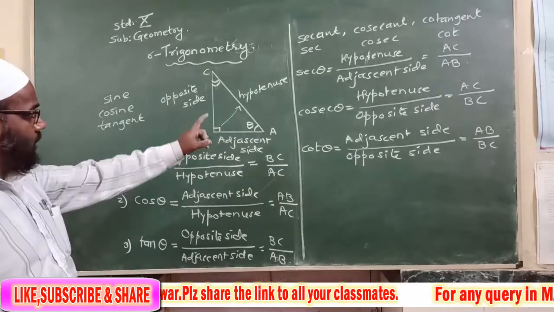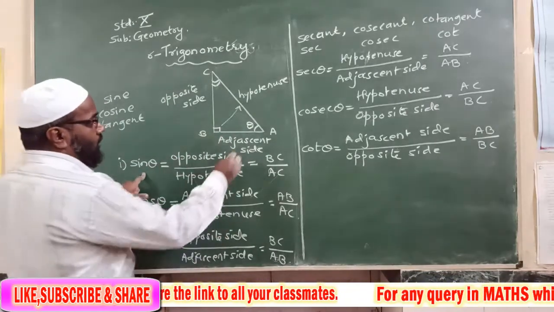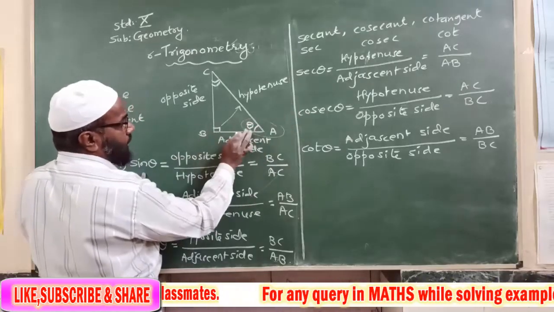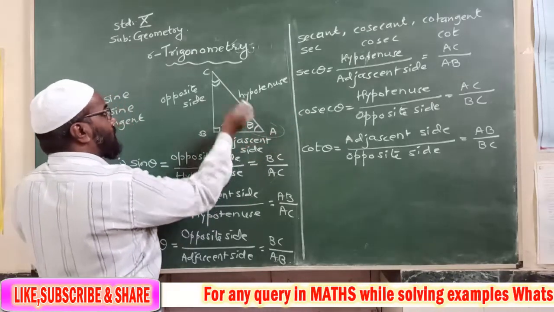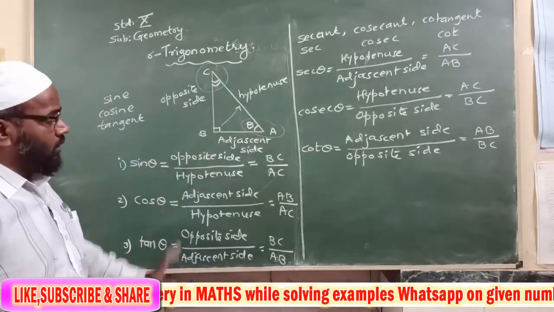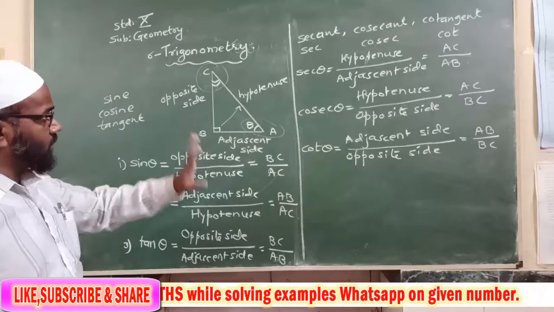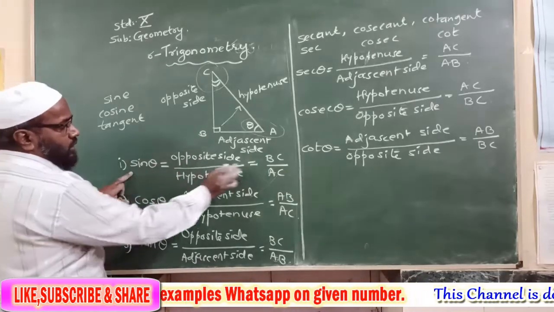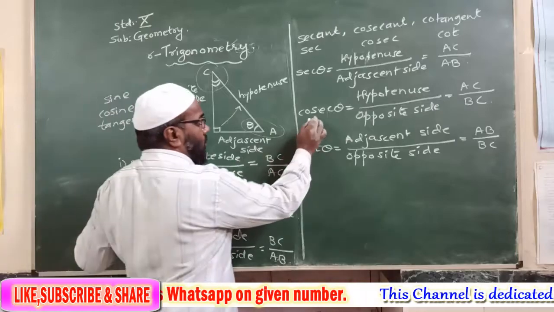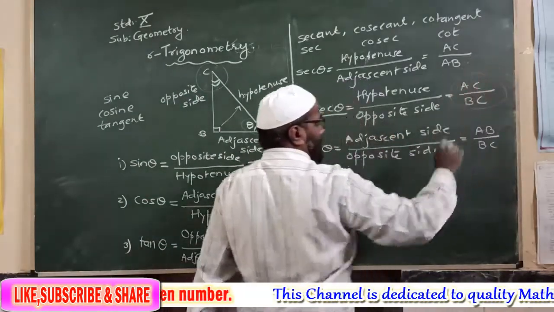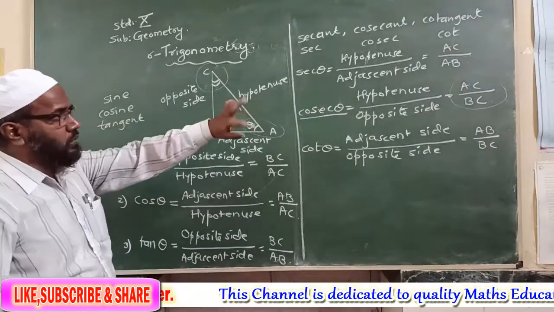Similarly, we have written these ratios for angle A or angle theta. You can write those ratios for angle C also. Now if you observe these 6 ratios, the definition of sin theta is BC upon AC, and the definition of cosec theta is AC upon BC, which is exactly the opposite, or inverse.